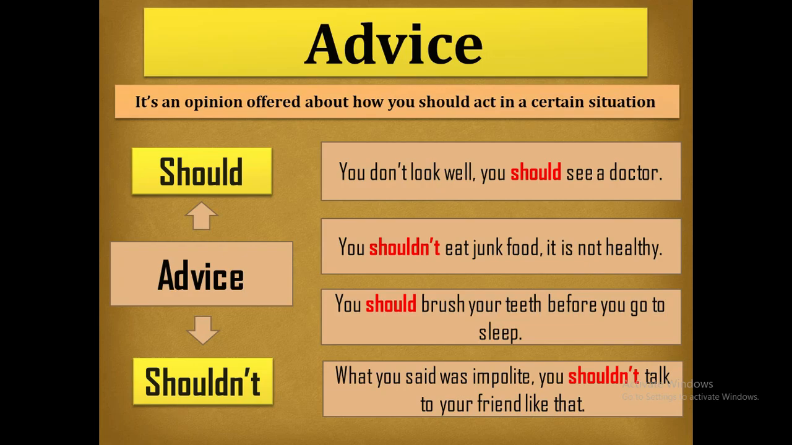We know that these sentences are performing an advice because we have should and shouldn't. Should is affirmative, shouldn't is negative. And you can see that the verbs that come after should and shouldn't are in the infinitive too.